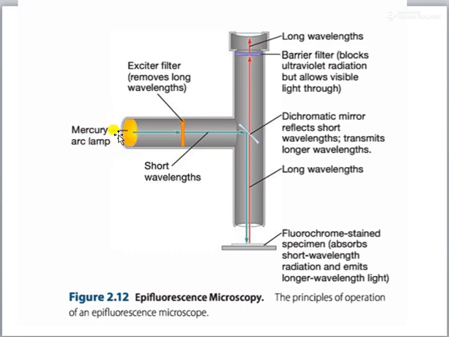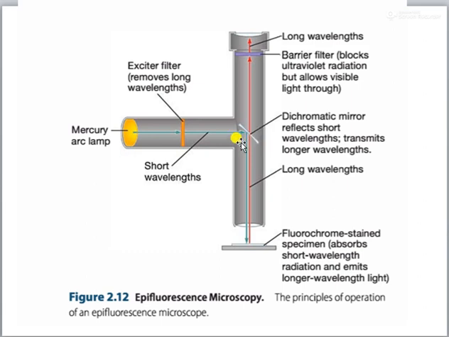Now, the mercury arc lamp will produce some light and it will move forward. And what will happen? It will pass through an exciter filter. The exciter filter will remove all the long wavelength and only the shorter wavelength light is allowed to pass. So it goes through this way. You should remember only a shorter wavelength light is needed to excite the fluorochrome, and it knocks at the dichromatic mirror, and the dichromatic mirror will reflect the short wavelength of light.